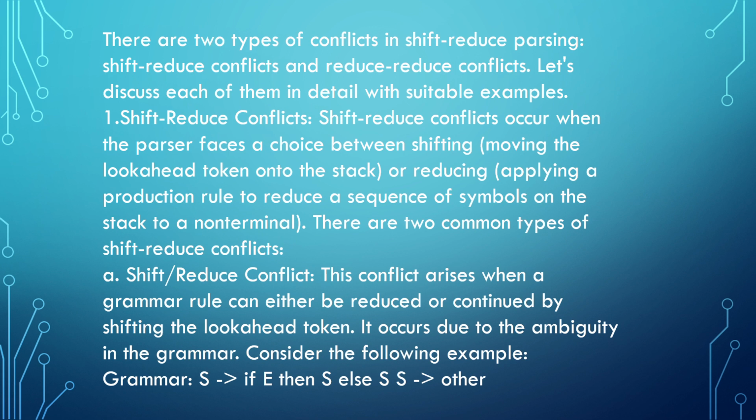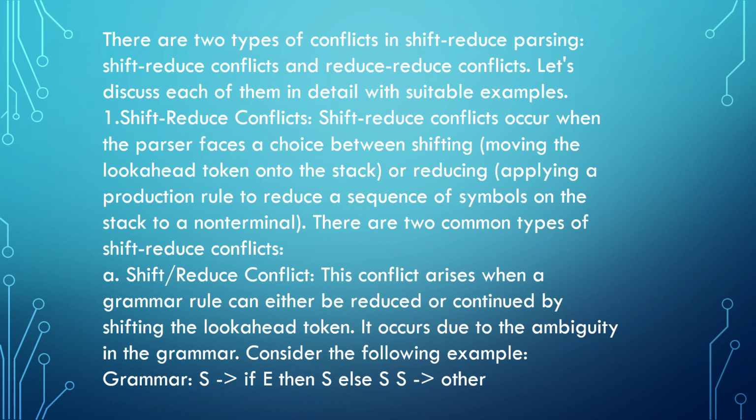First one, shift-reduce conflicts. Shift-reduce conflicts occur when the parser faces a choice between shifting, that is moving the lookahead token onto the stack, or reducing, that is applying a production rule to reduce a sequence of symbols on the stack to a non-terminal. This conflict arises when a grammar rule can either be reduced or continued by shifting the lookahead token. It occurs due to the ambiguity in the grammar.